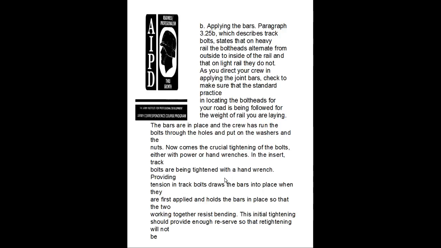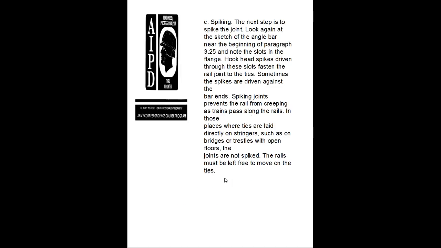The bars are in place and the crew has run the bolts through the holes in the bolts. They put on the washers and the nuts. Now comes the critical tightening of the bolts. Either a power wrench or a hand wrench is used, and the bolts are tightened. The tension of the track bolts draws the bars into place, and the two working together in the web resist bending. The initial tightening should provide enough reserve so that retightening will not be needed.